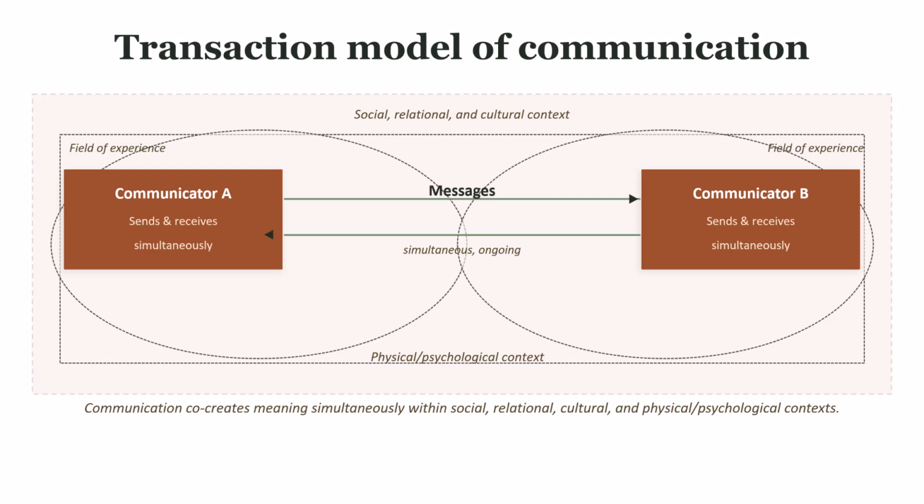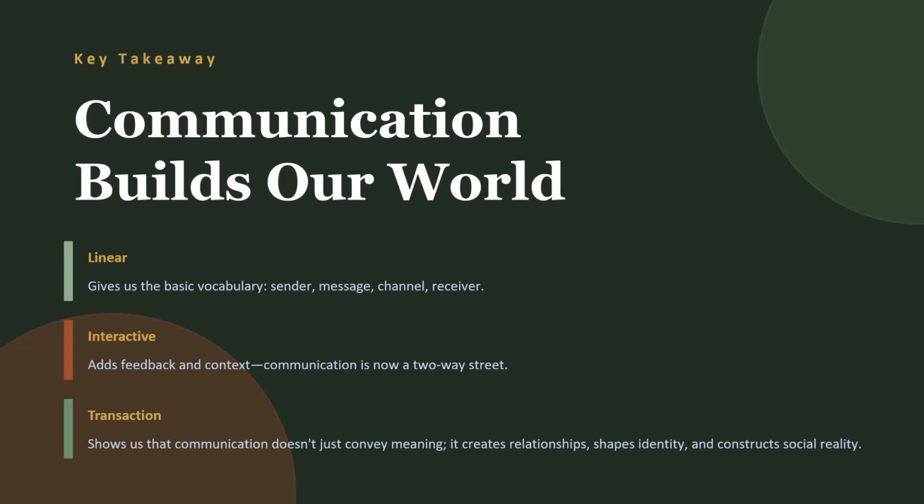Social context refers to the norms and rules, often unspoken, that govern how we're expected to communicate in a given situation. Relational context accounts for the history between communicators. You talk differently with a close friend than with someone you just met. And cultural context includes identities like race, gender, nationality, class, and sexual orientation, all of which shape how we communicate and how others communicate with us.